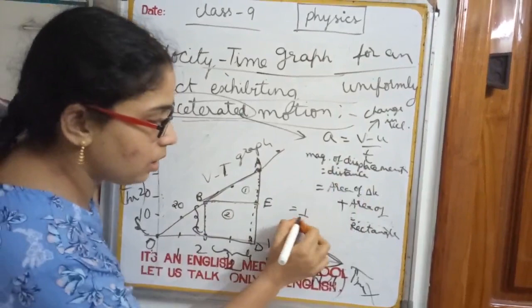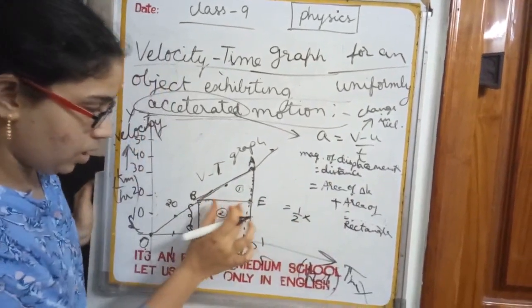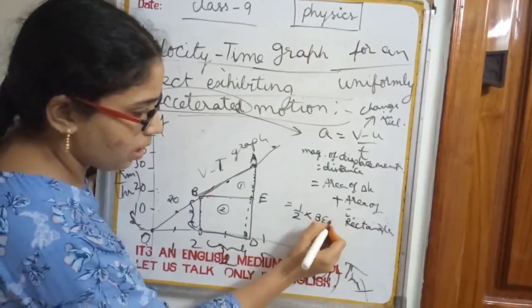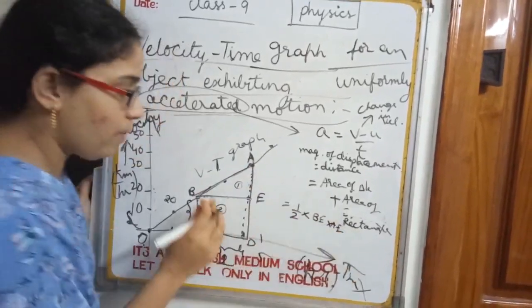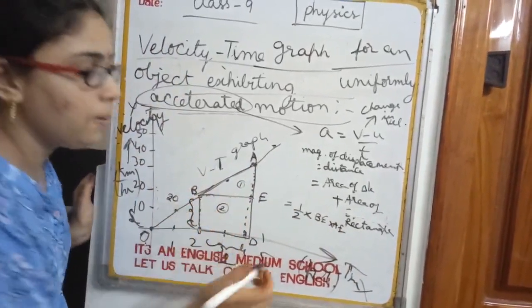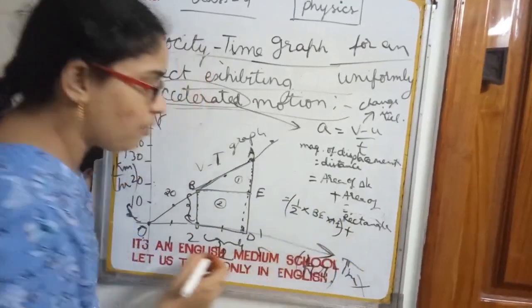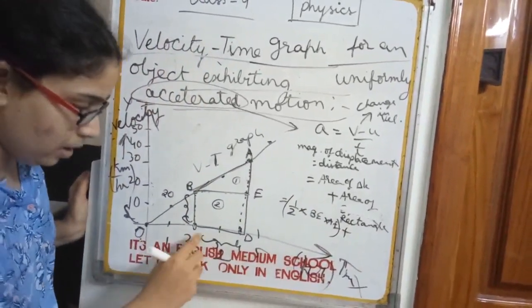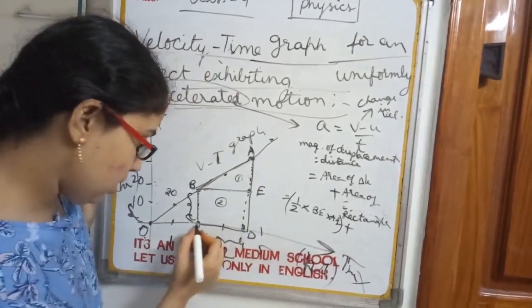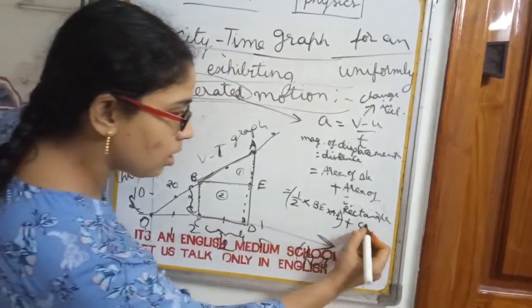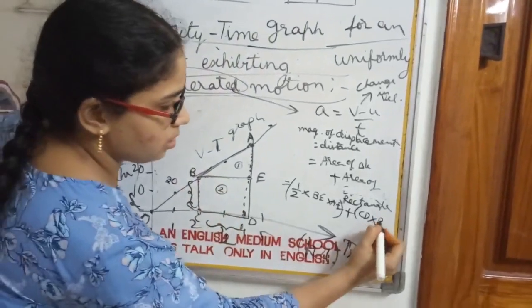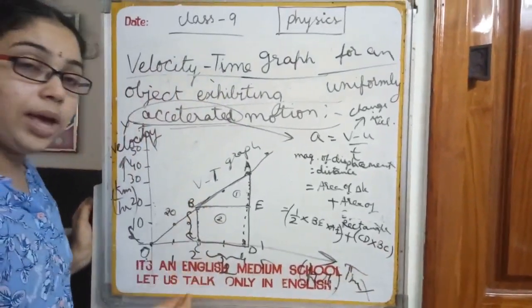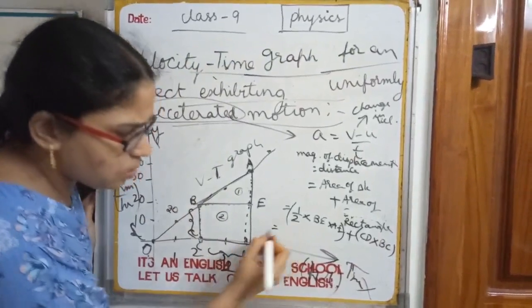Area of triangle is nothing but half into base. What is the base? BE, into height. This is the height, AE. Whatever the values are there, you can substitute those. Plus area of rectangle is nothing but L into B, right? What is L? This is C, right? CD, into this is BC. And you can substitute the values also.